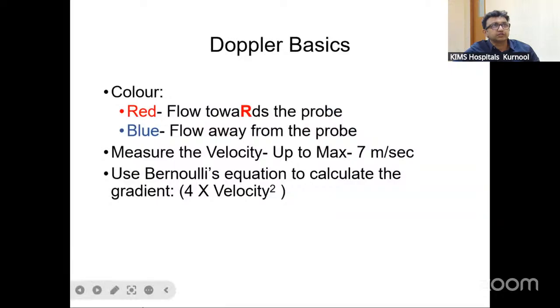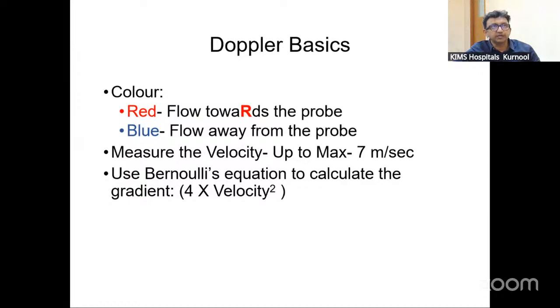So the blood flowing towards the probe appears red. The blood flowing away from our probe appears blue. Then we also measure the velocity of the blood flow. We can measure up to 7 meters per second velocities with our Doppler machines, with our echo machines.